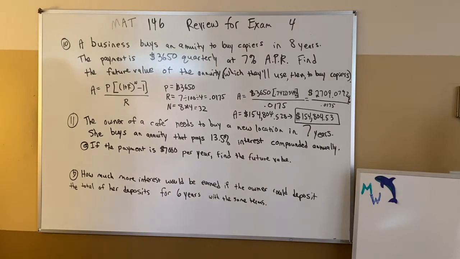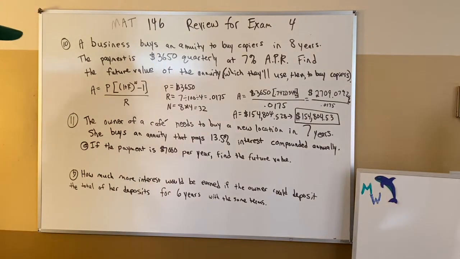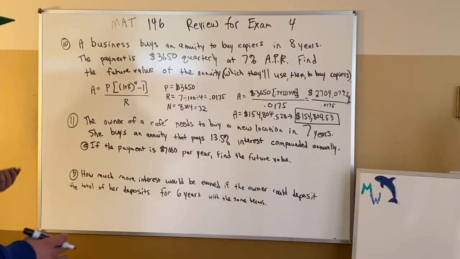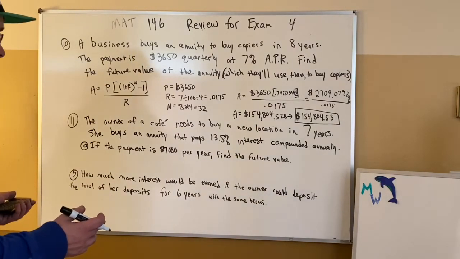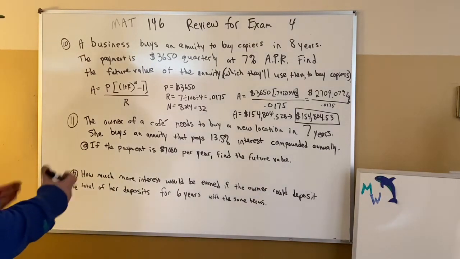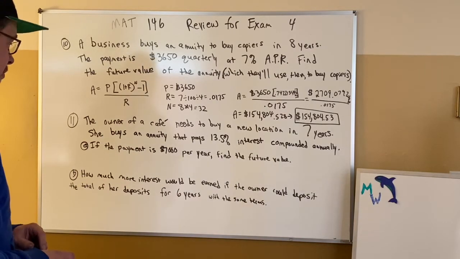Number 11 has a two-parter. A lot of times people have trouble with this one because of Part B. You're doing Part A, then thinking as you do Part B, and you're going to do some subtraction. The owner of a cafe needs to buy a new location in 7 years. She buys an annuity that pays 13.5% interest compounded annually, so that's lowercase n equals 1. Find the payment. If the payment is $7,000 per year, find the future value.